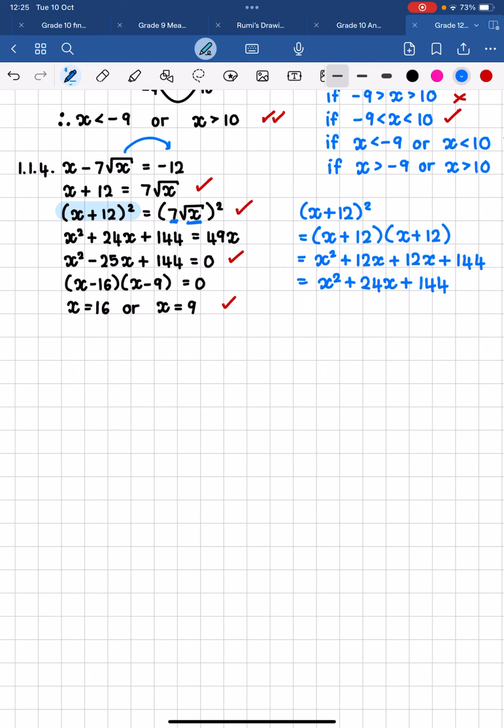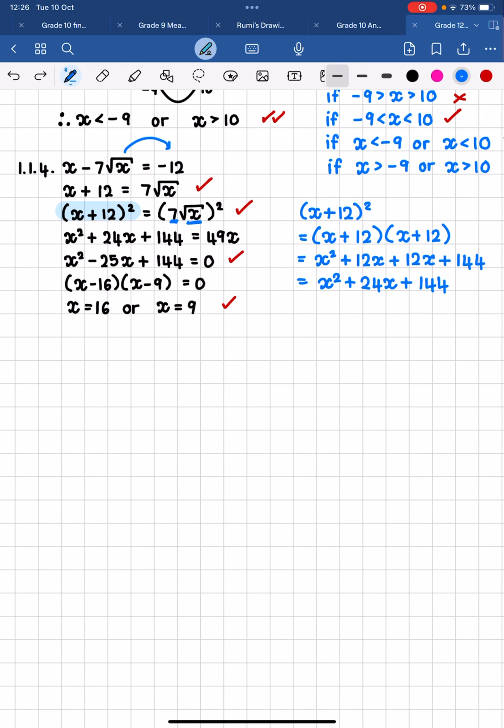The next mark was for getting it again in standard form. So now for moving this 49x over, guys, you're going to minus it, right? So you're going to say 24x minus 49x. That gives you minus 25x. From here, you can factorize, or again, you can use the quadratic formula if you wanted to. That's fine. You would then just show your substitution there. But the last mark here was for the final answers, for those two values. For both of them, you got 1 mark.